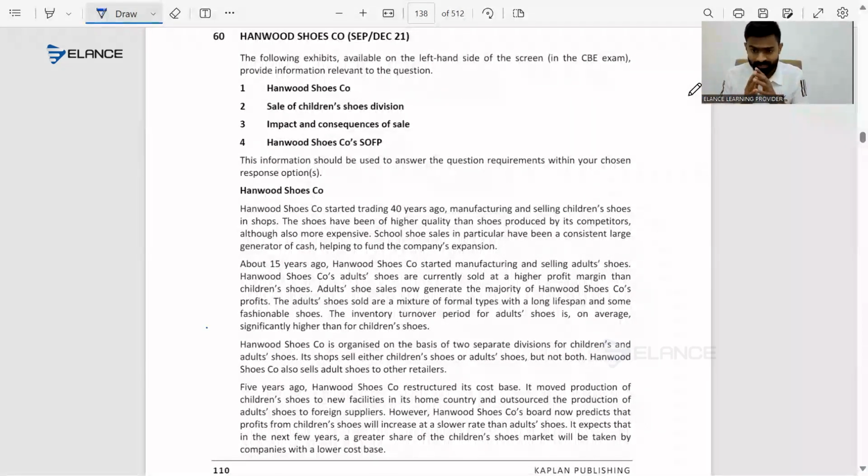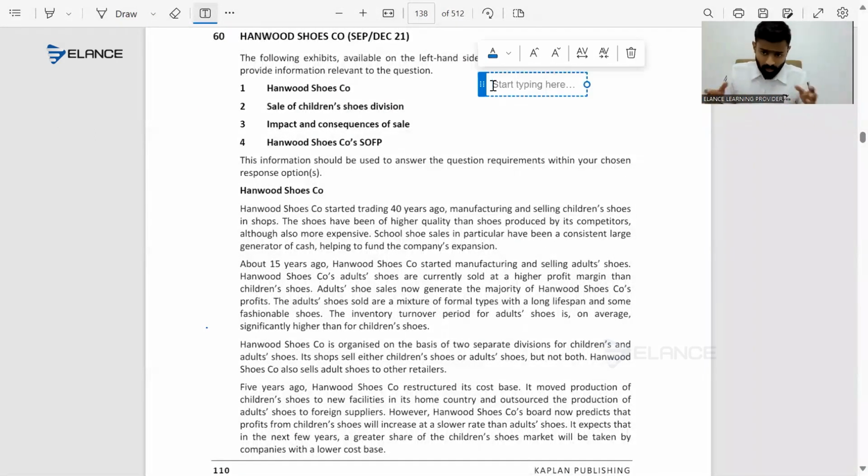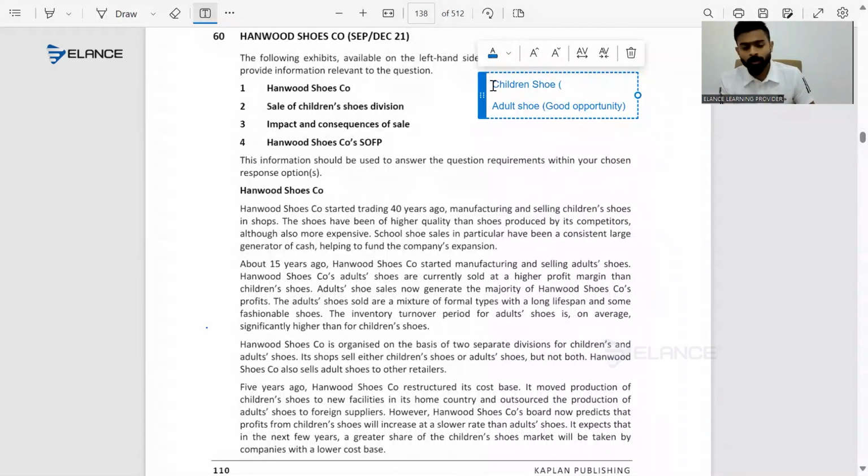You all went through the scenario. Here, I'll give a quick debrief. Hanwood Shoes was in two businesses, I mean, two divisions. One was their core, which they started with, children's shoes. And 15 years back, they started with adult shoes. Now they are seeing some good opportunity for adult shoes. So they are planning to spin off or sell off the children's shoe division. If you spotted from the question, is it a spin-off or are they planning to sell it off?